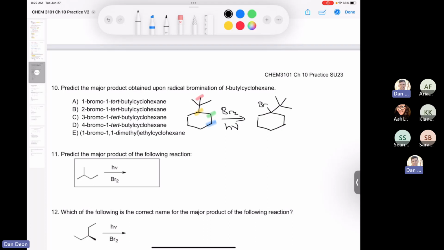And so what would we call this compound? We'd call it 1-bromo-1-tert-butylcyclohexane. And so the answer is A. All right, 1-bromo-1-tert-butylcyclohexane. All right, there we go. Let's move on to the next one.